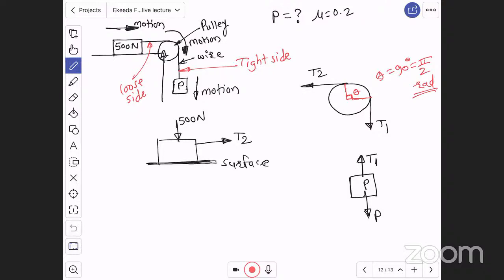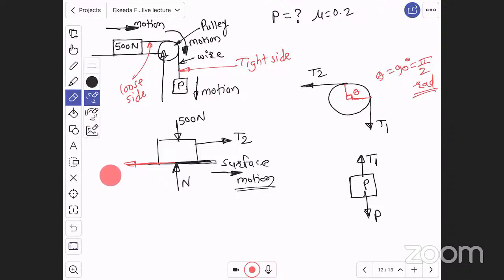For this surface there will be one normal reaction. Let us say this is the normal reaction N. The motion of the block on this surface is towards the right. Therefore friction will be towards left. Friction always opposes the motion. As it is the limiting case, just the start of motion, friction equals mu N, mu times normal reaction. Now this is the free body diagram.